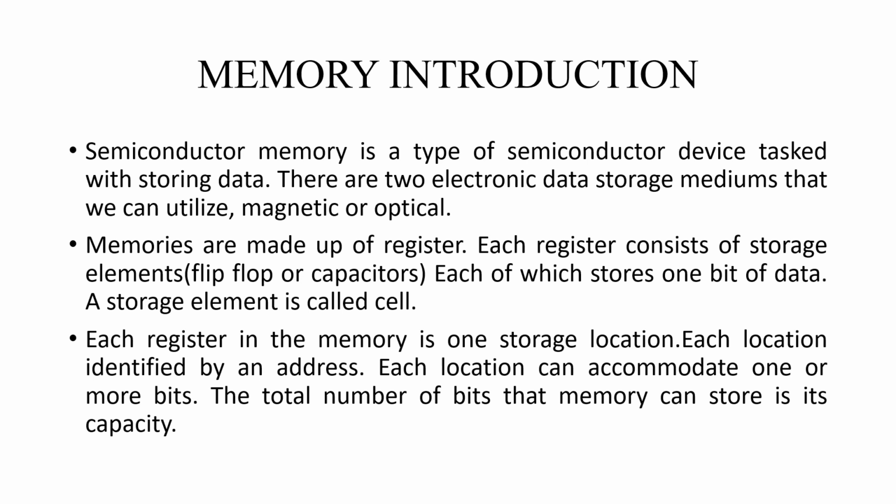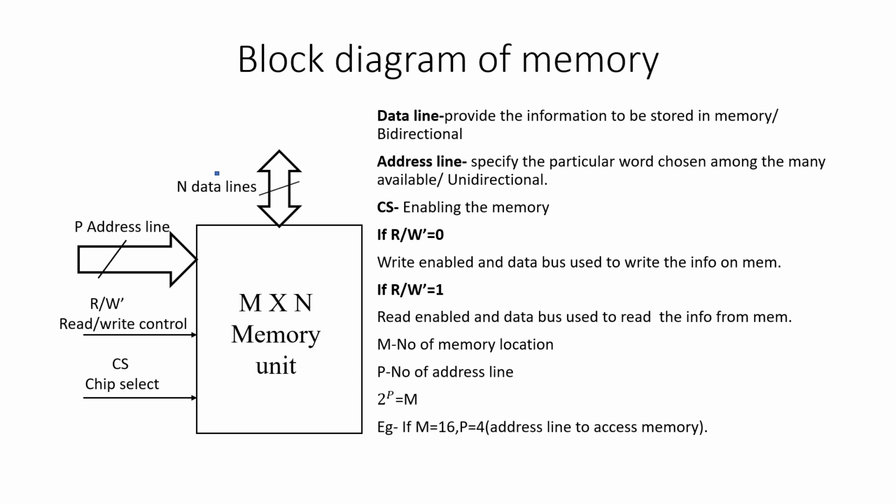Each register in the memory is one storage location. Each location is identified by an address. Each location can accommodate one or more bits. The total number of bits that memory can store is its capacity. The memory has data lines, chip select and read/write control.